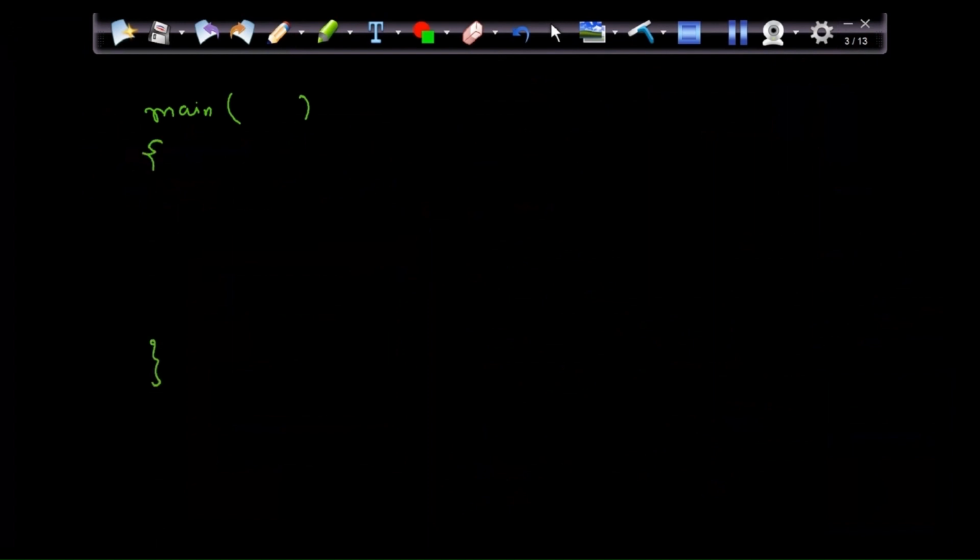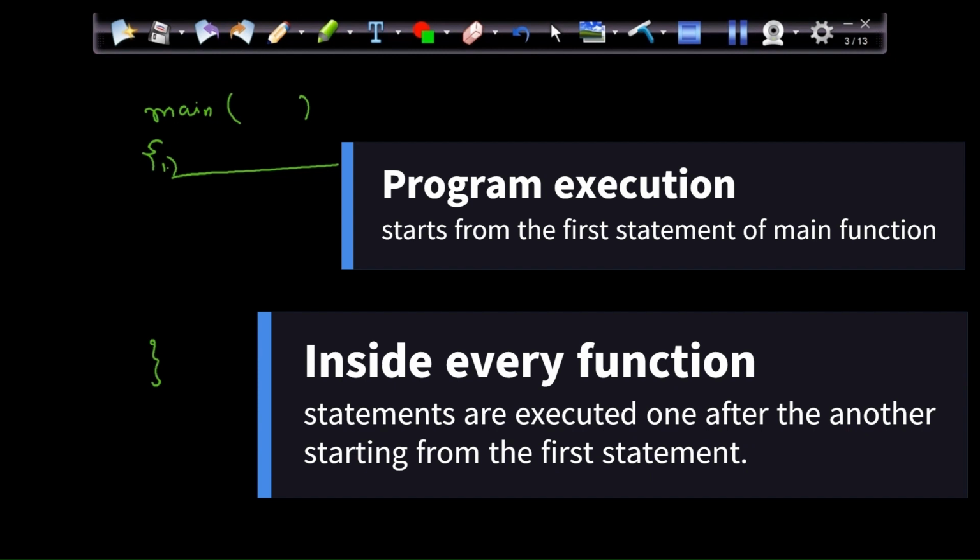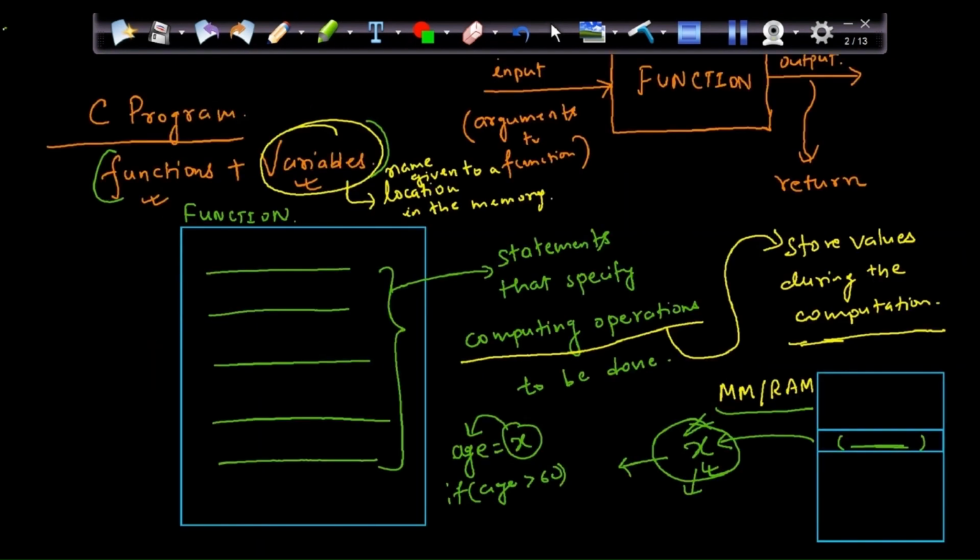Any program will start executing from the first statement in the main function. The order of execution of the statements in the function is top to down. So it will execute statement 1, then statement 2, then statement 3, then statement 4, and so on.